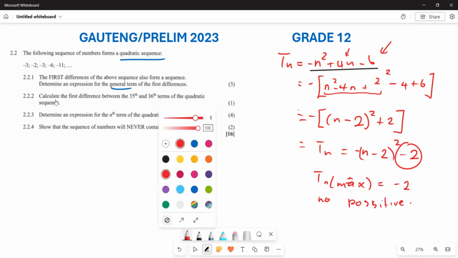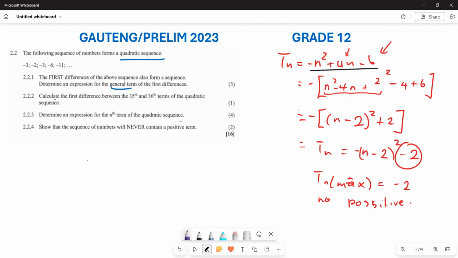Another alternative way that you can do to show that this sequence will never contain a positive value: remember that your Tn here is given by Tn is equal to -n squared plus 4n subtract 6. Now, you can still regard this as a quadratic function. And if this is a quadratic function, you can find the turning point.